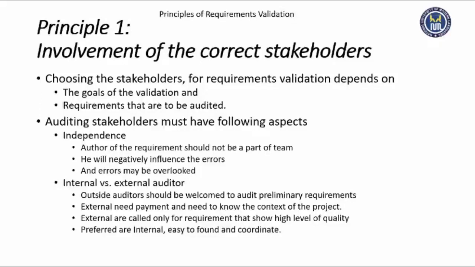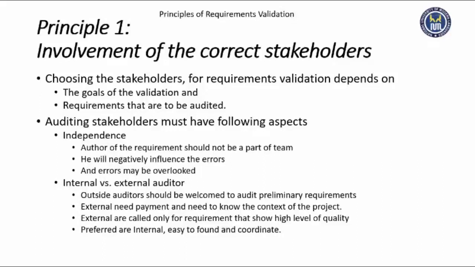Auditing stakeholders must have the following aspects. They should work independently. Authors of the requirement should not be a part of any team, because they will negatively influence the errors if they are part of the team. An error may be overlooked.